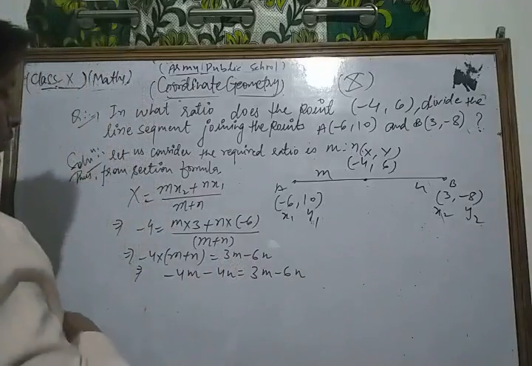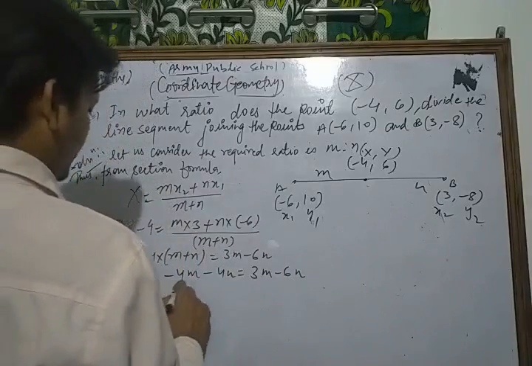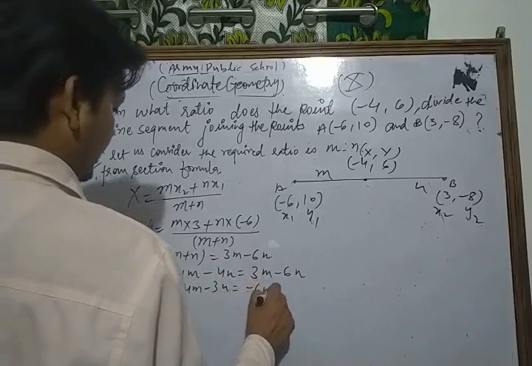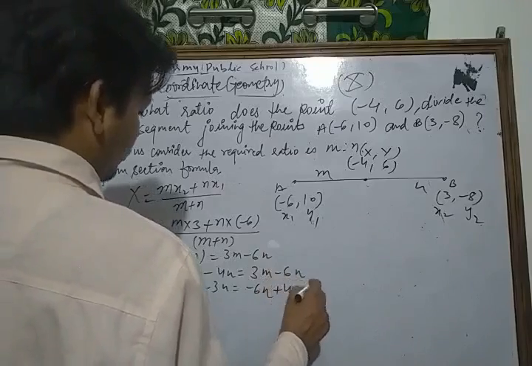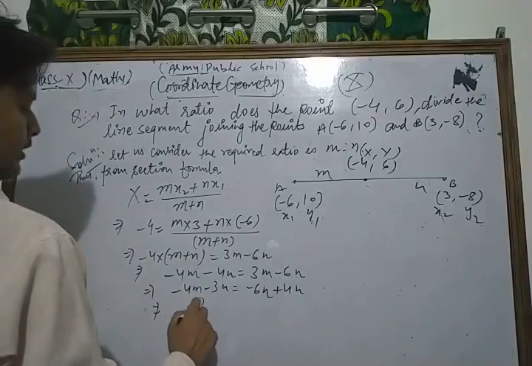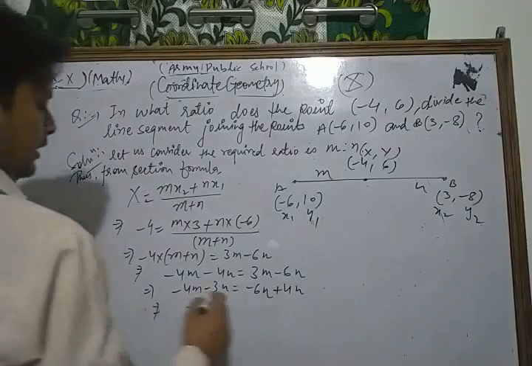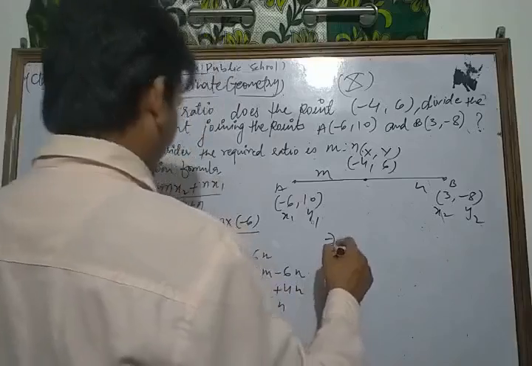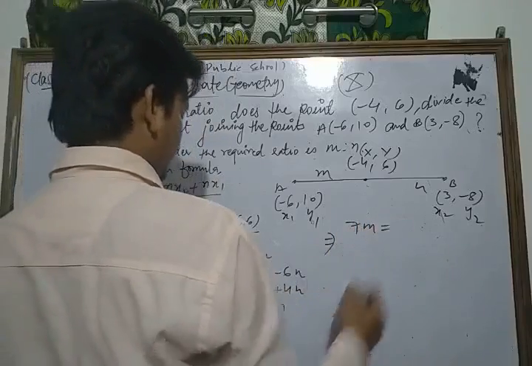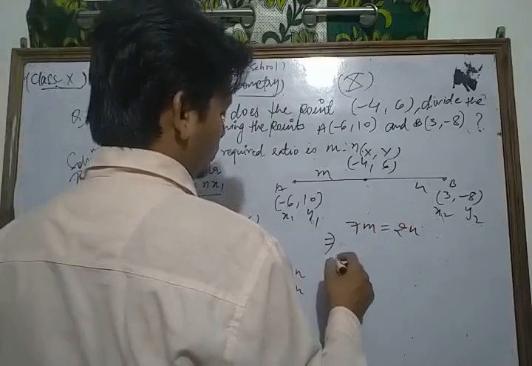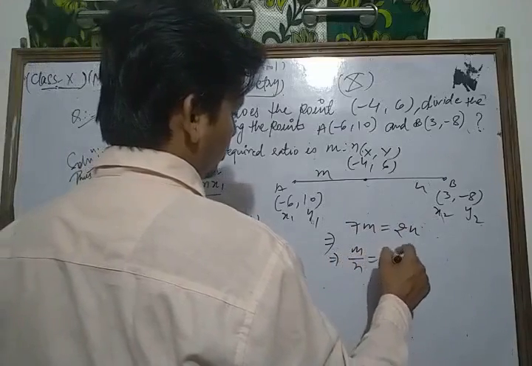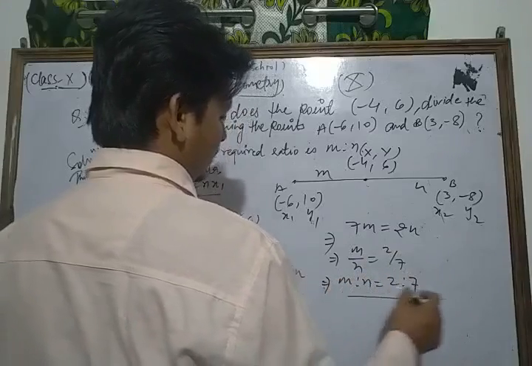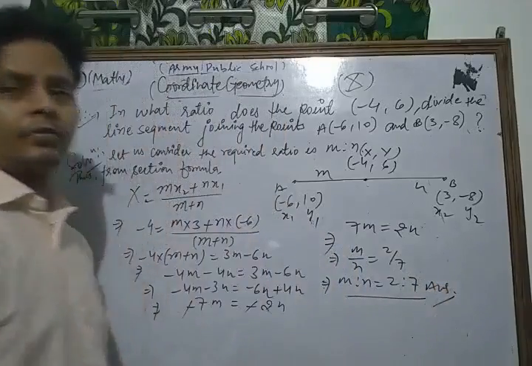Okay, now we separate the variables. So minus 4m, this is minus 3m on that side, and minus 6n, this is plus 4n. Now here we get minus 7m is equal to minus 2n. The minus signs cancel each other, so in this way we get 7m is equal to 2n. So m upon n is equal to 2 upon 7. Thus the required ratio is 2:7. This is the required solution of the given question.